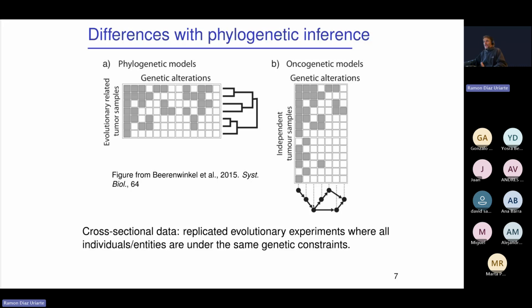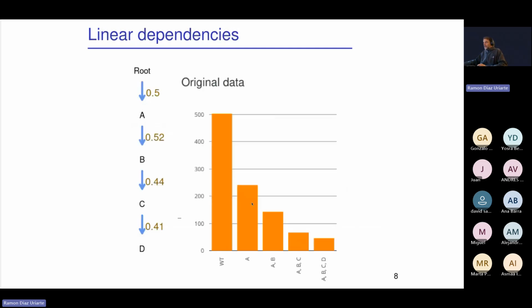So we are basically assuming that in this cross-sectional data, the different individuals are replicated evolutionary experiments, and these evolutionary experiments have been conducted under, say, the same genetic constraints if we are dealing with genetic events or mutations. So let's see a collection of the different models or types of progression patterns we can see.